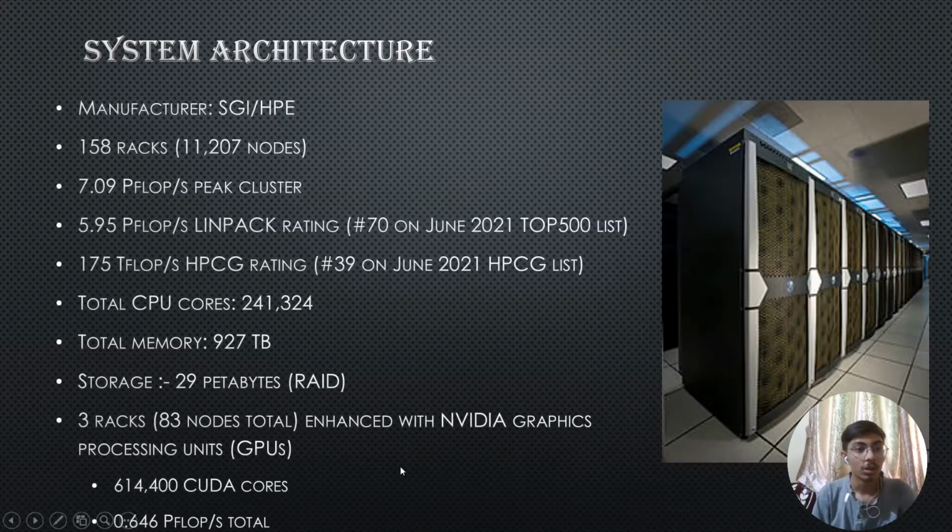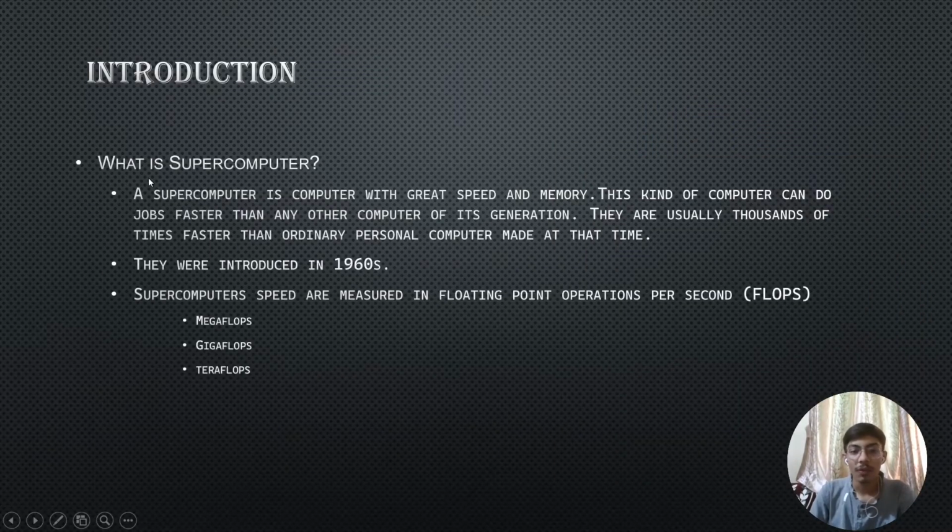Okay, so next is the system architecture. This is how it looks. The manufacturer is SGI HPE. It has 158 racks, 11,207 nodes. Then this is the speed, the peak speed, in PFLOPS. FLOPS as I said, and P means peta.